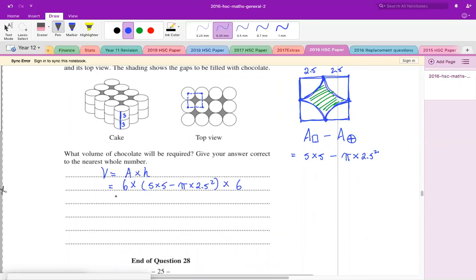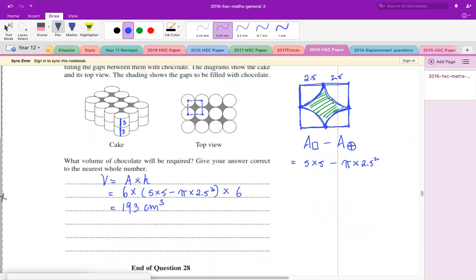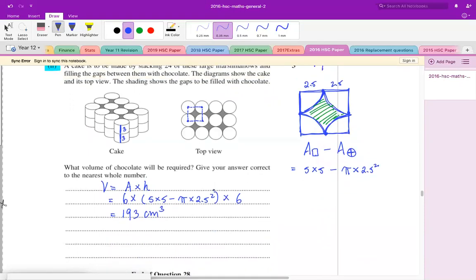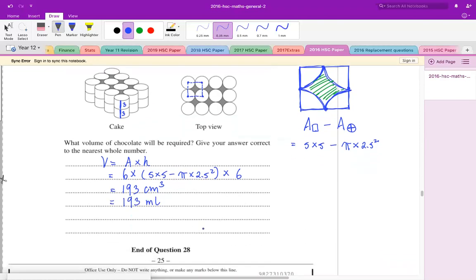That's 193 centimeters cubed. So that's the answer. But you can also, because the chocolate you put inside this cake is going to be liquid, maybe change it into milliliters 1-to-1, because you're putting liquid chocolate in it.